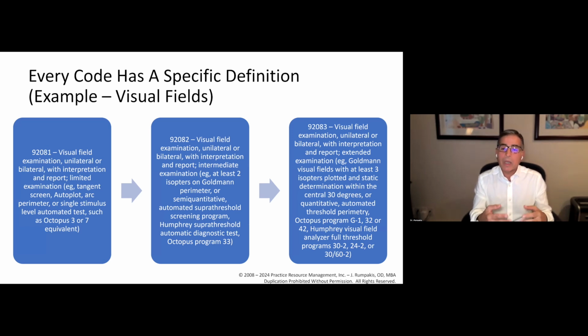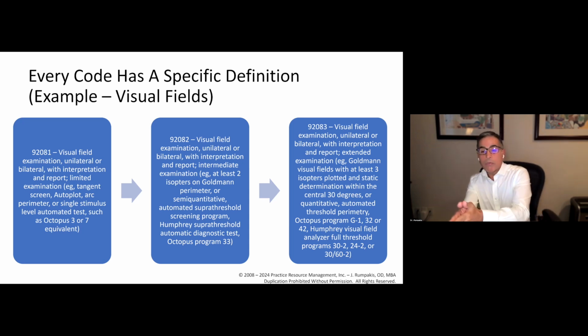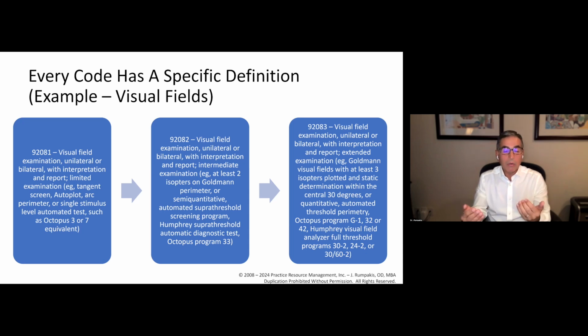So when people are saying, well, I've got an instrument, I want to do a visual field, I'm not sure which one I'm going to do, make sure that your device and your order for that particular level of field is what's medically required. Do I need to do more of a tangent screen, auto plot, single stimulus level? Do I need to do something with at least 2 isopters, or do I need to go to a full threshold visual field where I've got at least 3 isopters done?